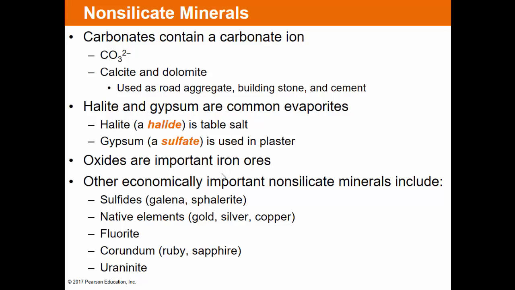So one of those groups is the carbonate group. It has the negative ion CO3, and you find those in calcite and in dolomite, cement, building stone like marbles, and also used to help build roads. Halite and gypsum are non-silicate materials that are evaporites. So halite is basically table salt. When salt water evaporates, it can leave behind sodium chloride in the form of halite, or gypsum, which is a sulfate. Gypsum is used in building materials like plaster and sheetrock.